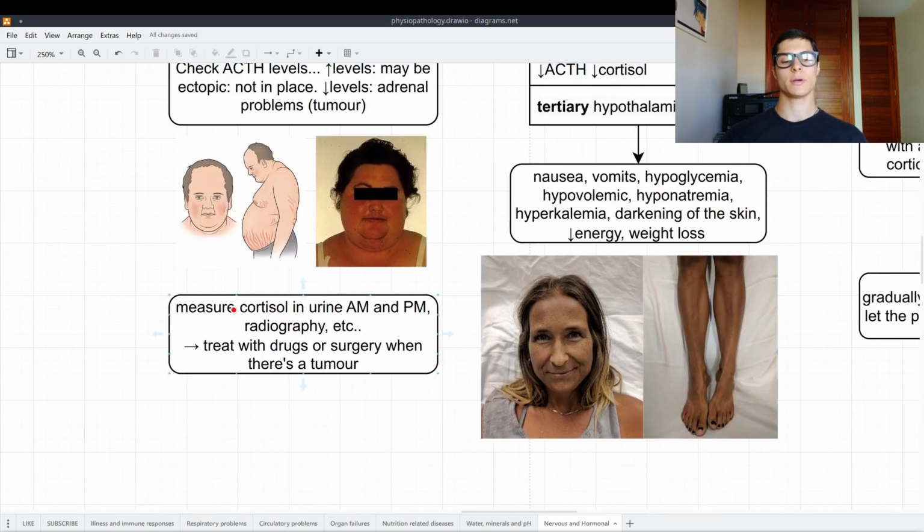The diagnosis: we have to measure the cortisol in urine in the morning and in the evening, a radiography and other methods to check the hormones. And we have to treat with drugs or surgery when there is a tumor present.